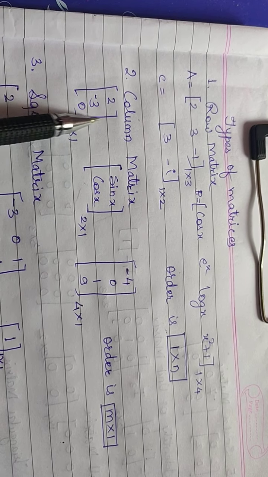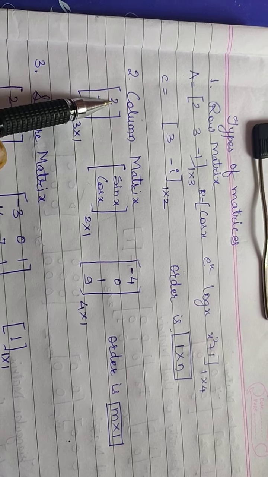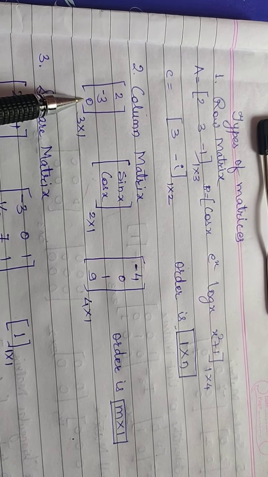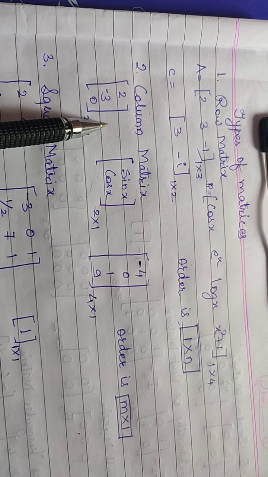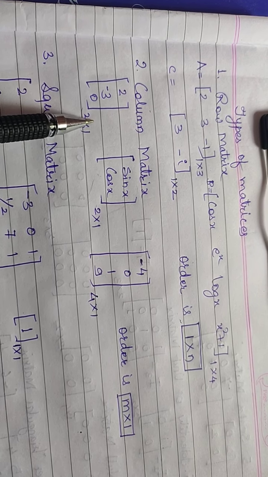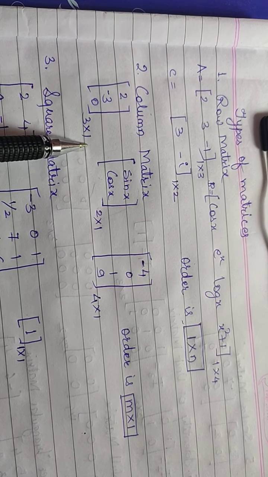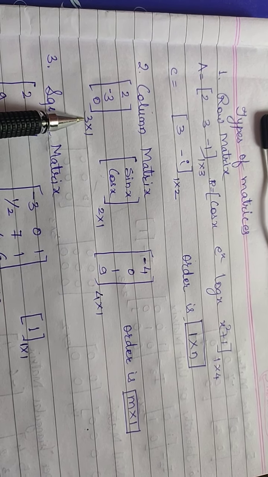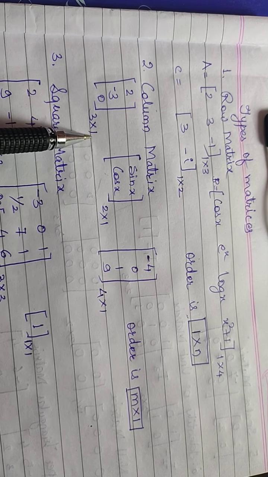In column matrix, there is only one column. In this matrix, the column is 2, -3 and 0. And the rows are: 2 is the element of first row, -3 element of second row and 0 is the element of the third row. So order of this matrix is 3 by 1. Always we write the number of rows first and then the number of columns. So order of this matrix is 3 by 1.